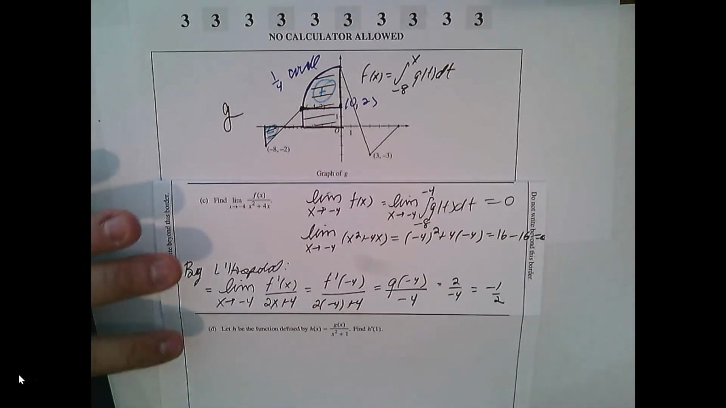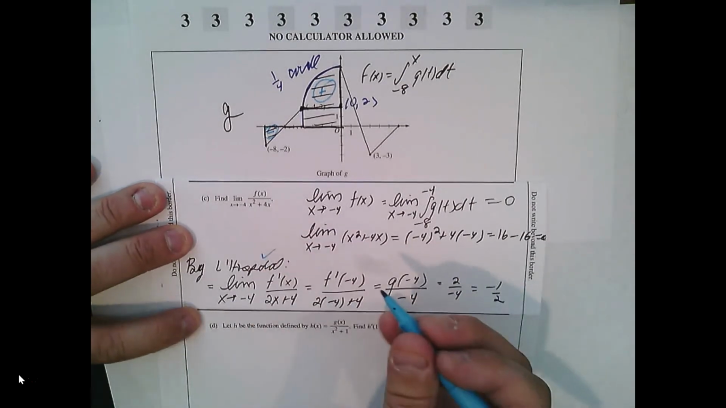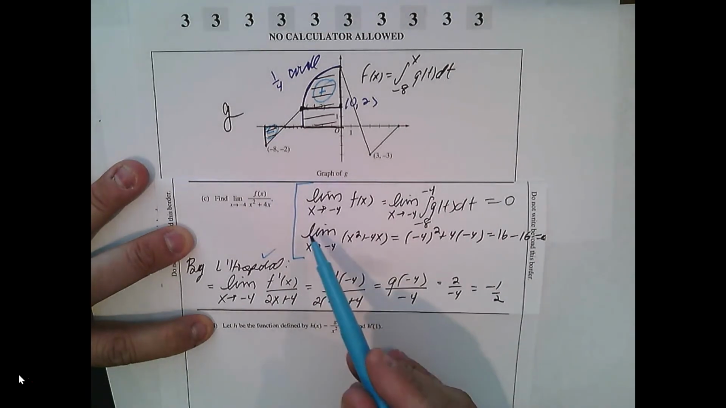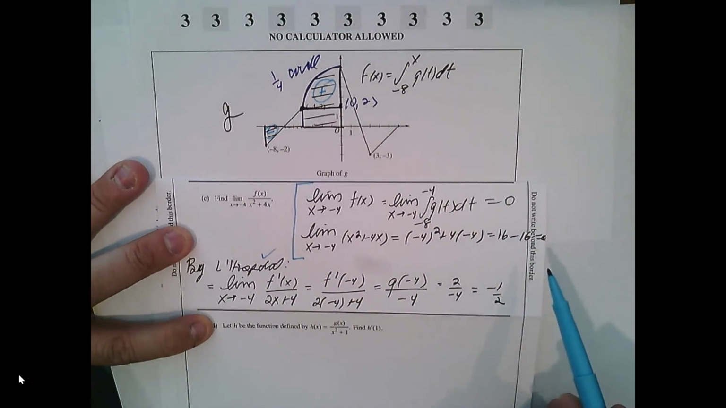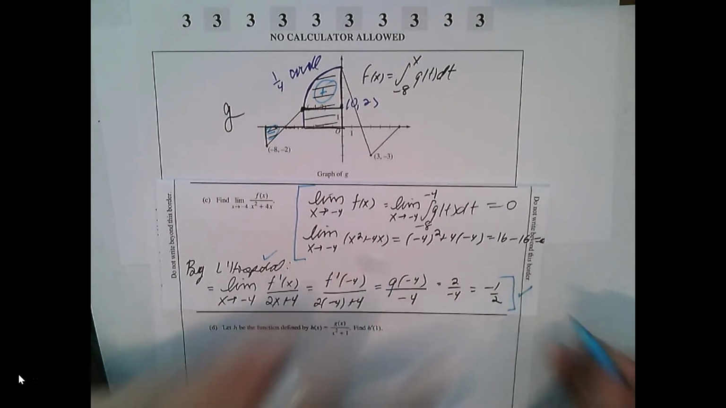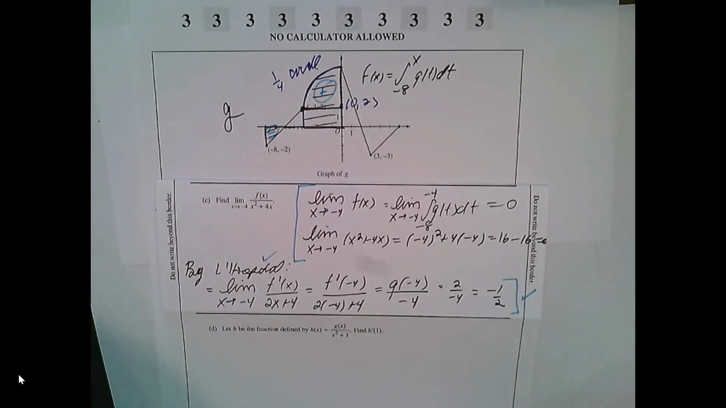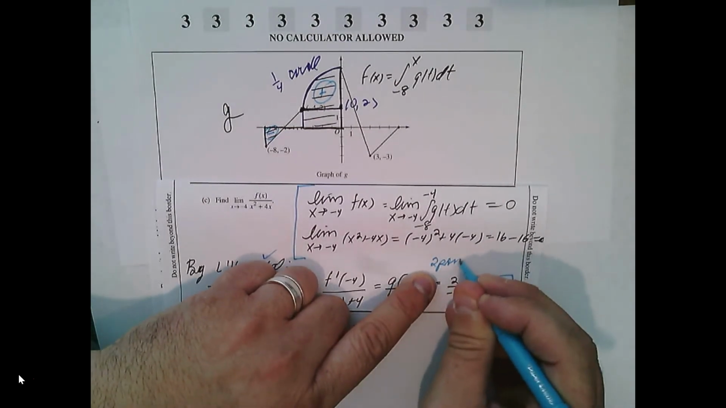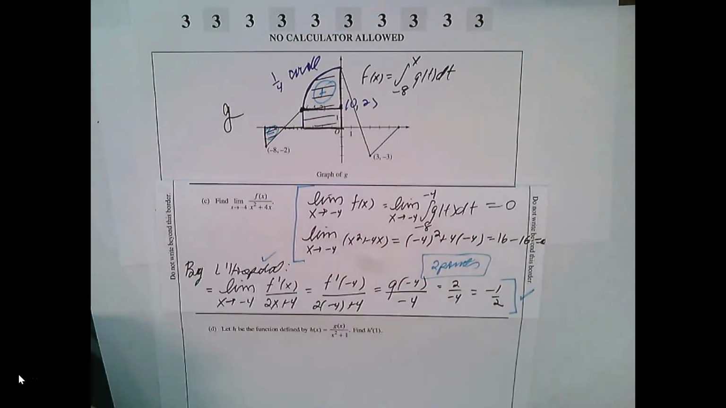You were awarded 1 point for using L'Hopital's rule. Now, I'm pretty sure that that means all of this work here to show that you have an indeterminate form, and then you earned 1 more point for coming up with the numerical answer of negative 1/2, or of course 2 over negative 4. That's 2 points.